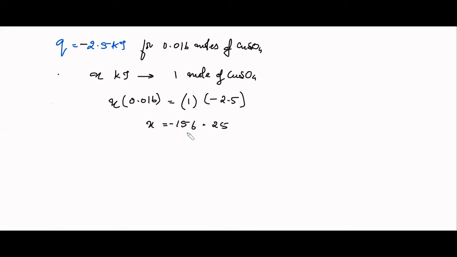When I'm rounding off, I can round this off to negative 160 kilojoules per mole. I'm calling it per mole because this is for 1 mole of copper sulfate. This is going to be our answer. Instead of copper sulfate, if you're depending on copper that is formed as the product, we can utilize the moles of copper that is formed as the product as well. In that case, the value will be slightly different.